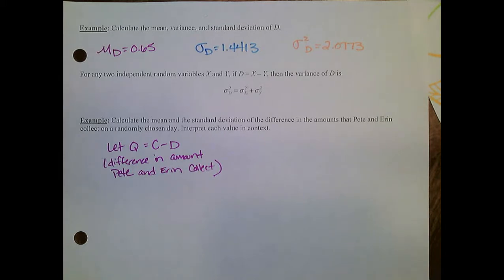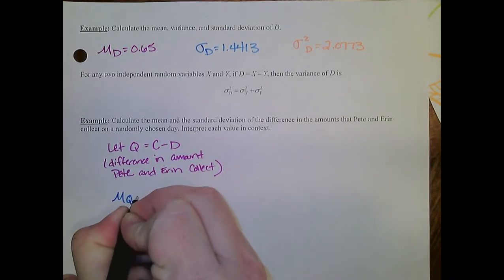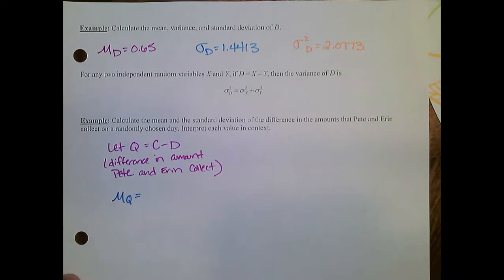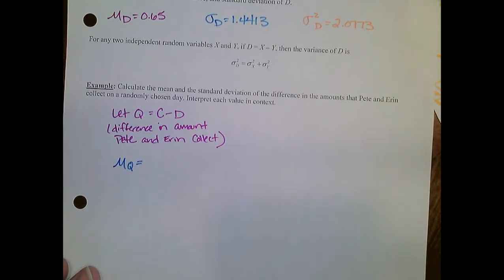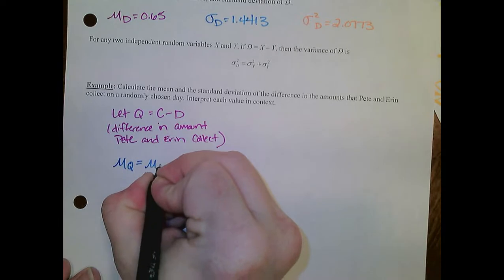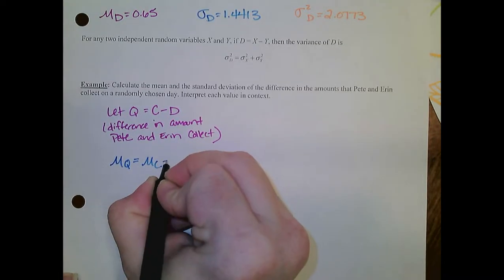So we're going to start by finding the mean for Q. And again, the mean of the difference is going to be the difference of the mean. So that's going to be the mean of C, the amount that Pete collected, minus the mean of D, the amount that Aaron collected.